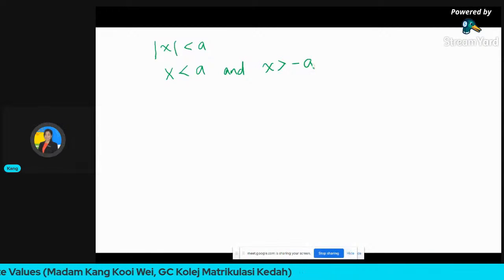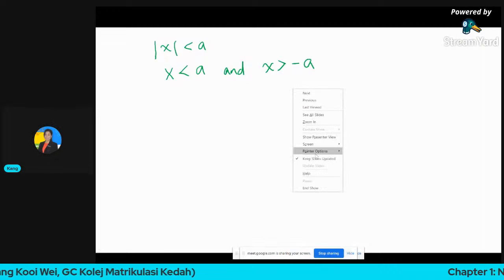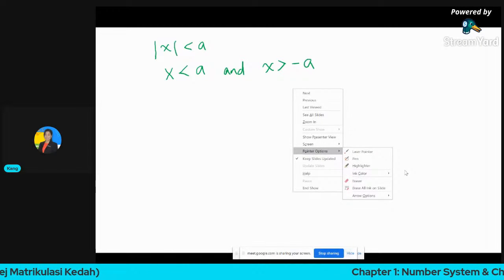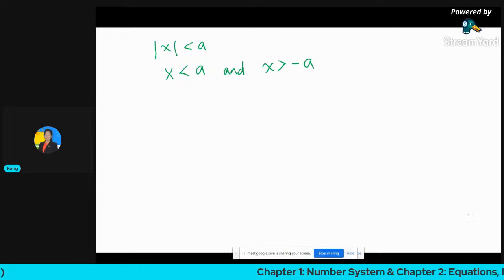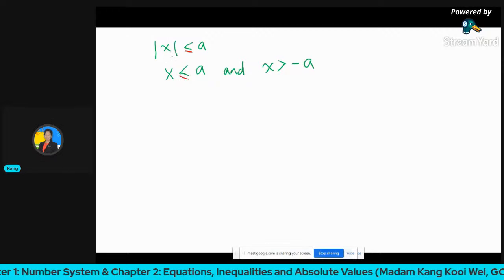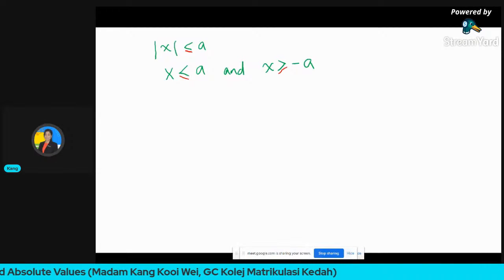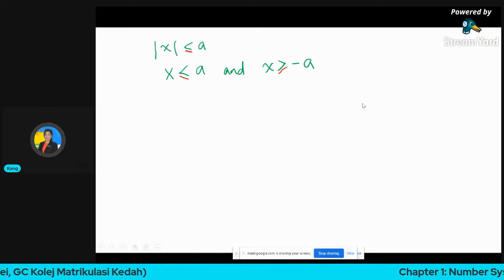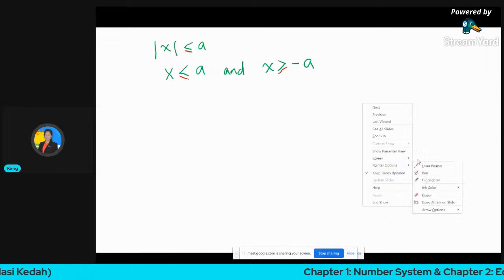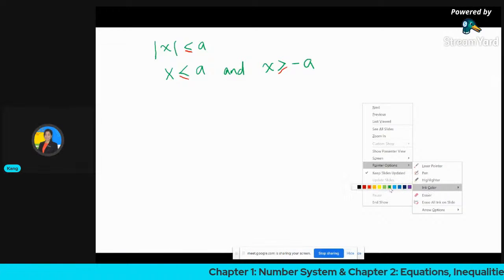Okay, so same for the equal. If we have less than or equal a, same, we just copy down the same term without the modulus. Less than sign, remember it is "and". Then change the sign to greater or equal, and we need to add the negative a. This is the way how Madam memorizes it. Madam teaches my students to memorize like this.